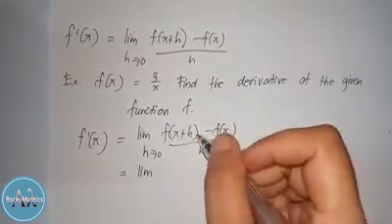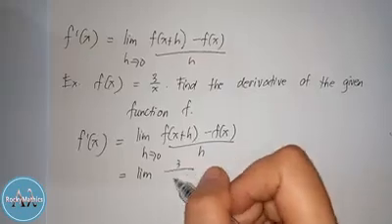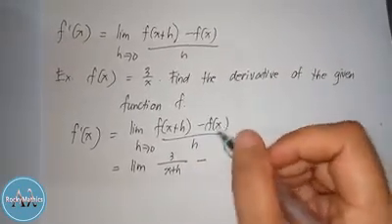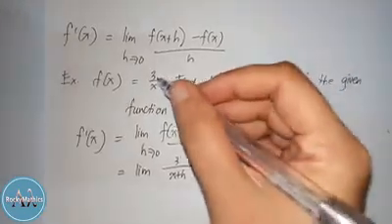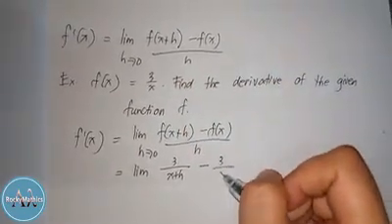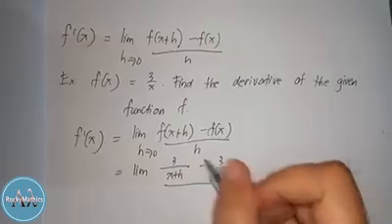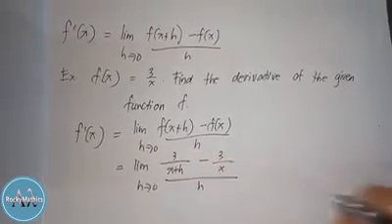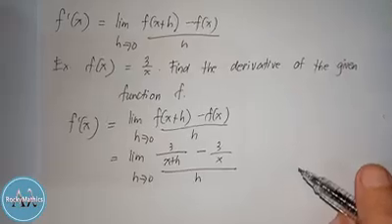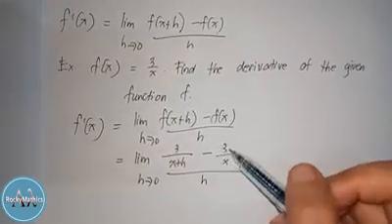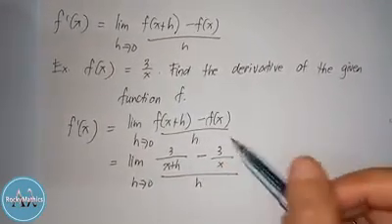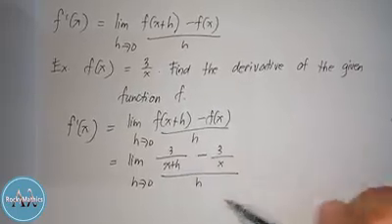So f of x plus h becomes 3 over x plus h minus f of x. What is f of x here? The f of x is 3 over x. So you just copy 3 over x and follow that there is h here, then as h approaches 0. Now take note that we need to simplify the numerator, the main numerator of this whole expression.